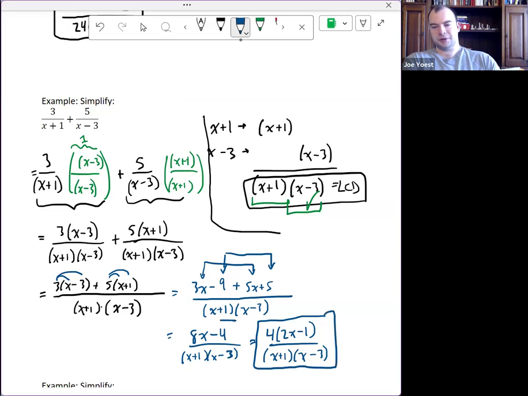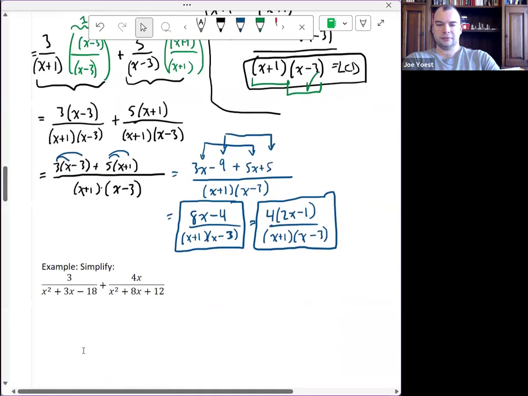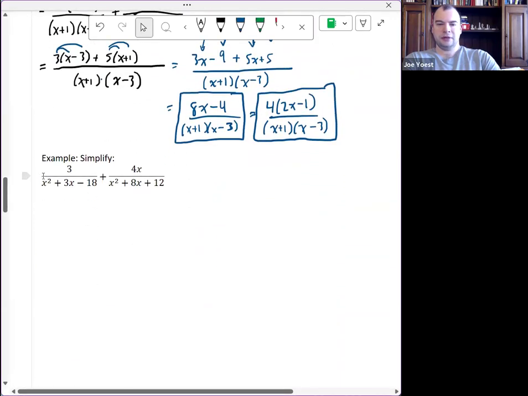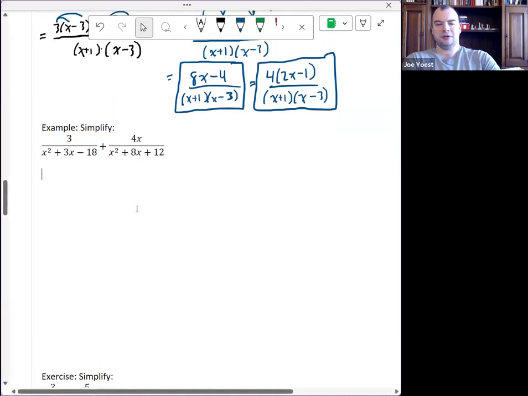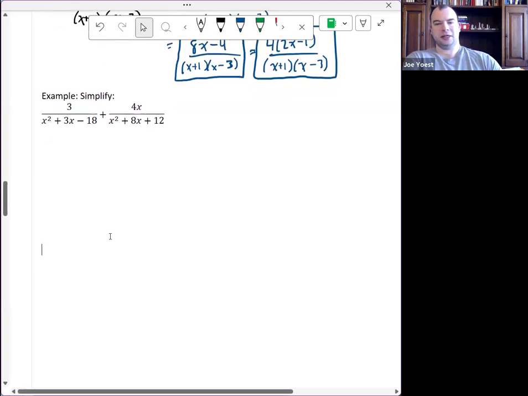This or perhaps this. But it is important that I go to this end and just double check. There's nothing that can divide out. Let's look at something like this one. 3 over x squared plus 3x minus 18 plus 4x over x squared plus 8x plus 12.